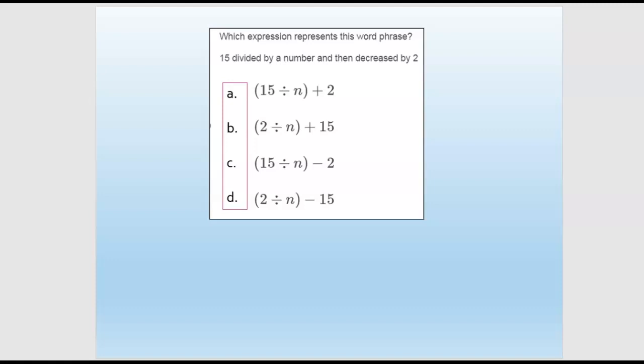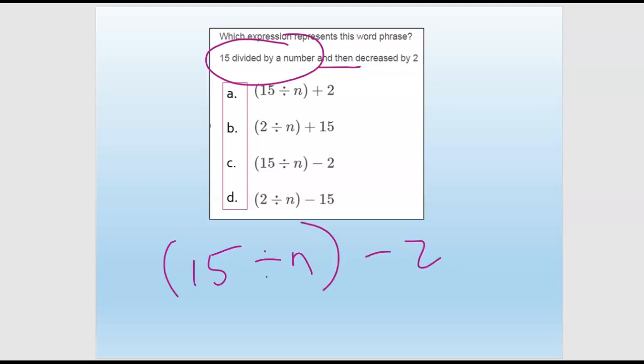Which expression represents this word phrase? 15 divided by a number and then decrease by 2. 15 divided by a number and then decrease by 2. So we have to do this whole thing first. That tells me I need to use grouping symbols. 15 divided by a number and then decrease by 2, minus 2. This is what we're going for here.